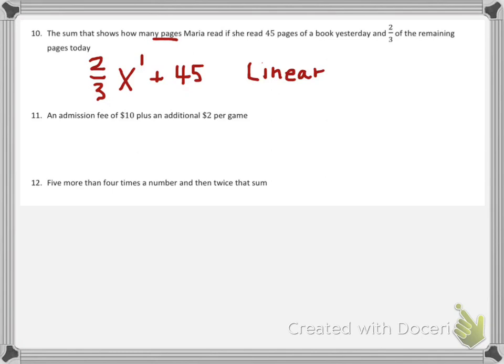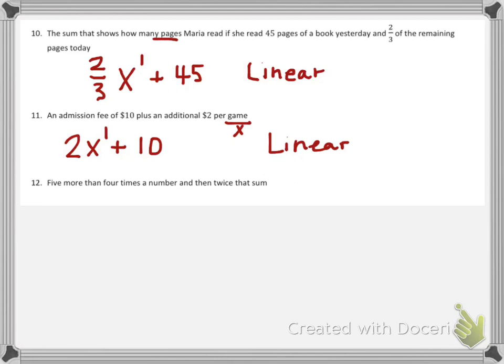Okay, number 11, an admission fee of $10 plus an additional $2 per game. I don't know how many games, so that's my variable. We'll call that x, and we're going to say it's $2 for every game plus an admission fee of $10. My exponent is a 1. This is linear. All right, it's that simple. We just need to write the expression and check the exponent.